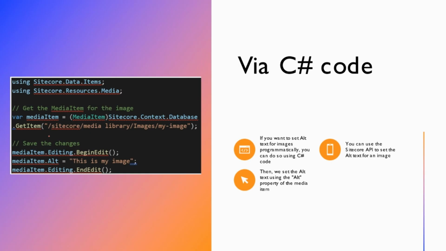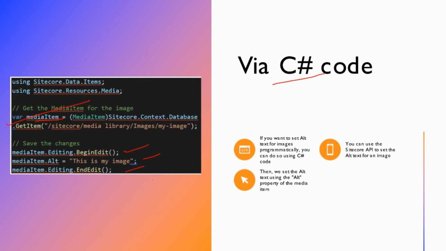Okay. Now the next way is via C# code. If you want to set alt text for images programmatically, you can do so by using C# code. You can use the Sitecore API to set the alt text for an image. For example, here is a code sample. You can get the image as a media item reference here, and once you get it, you can begin editing. You set your alt field, and then you end the editing here. So this is another way to set it programmatically.